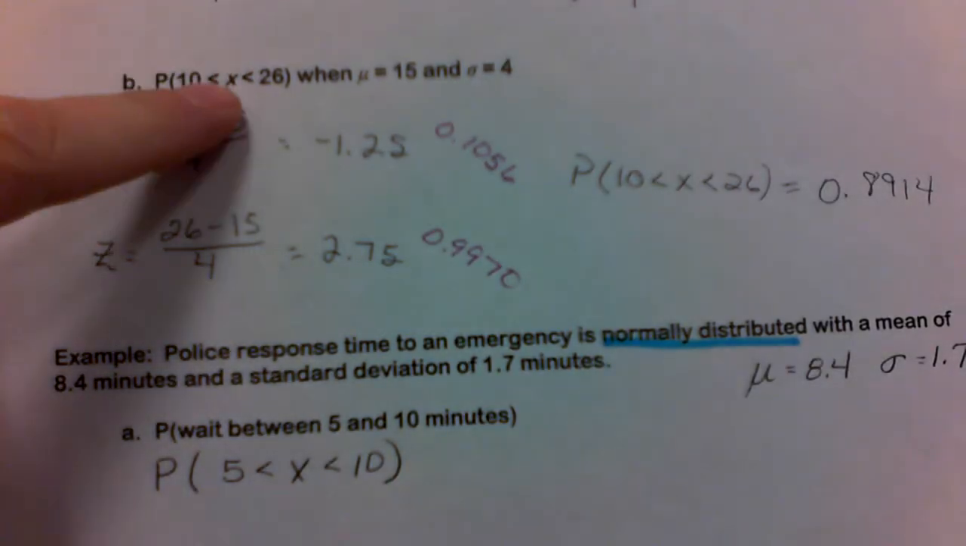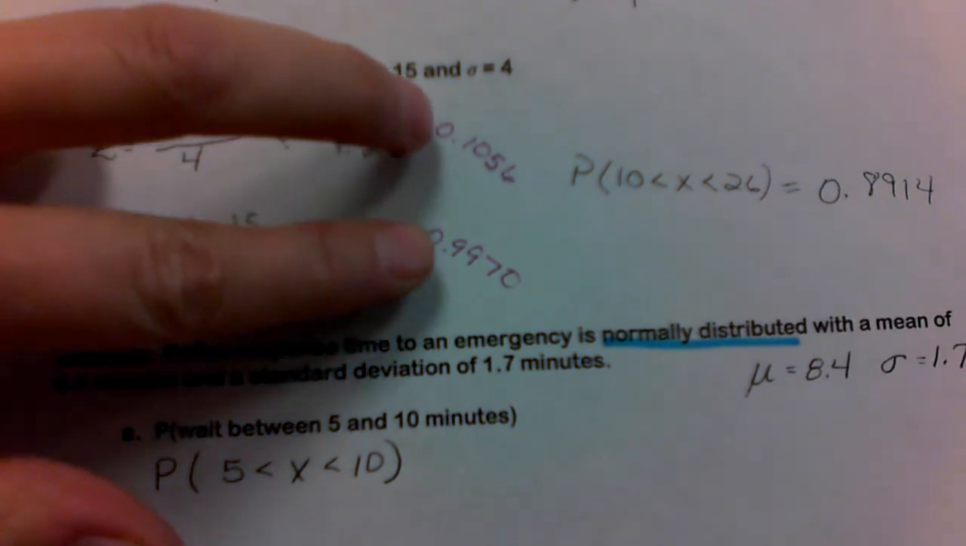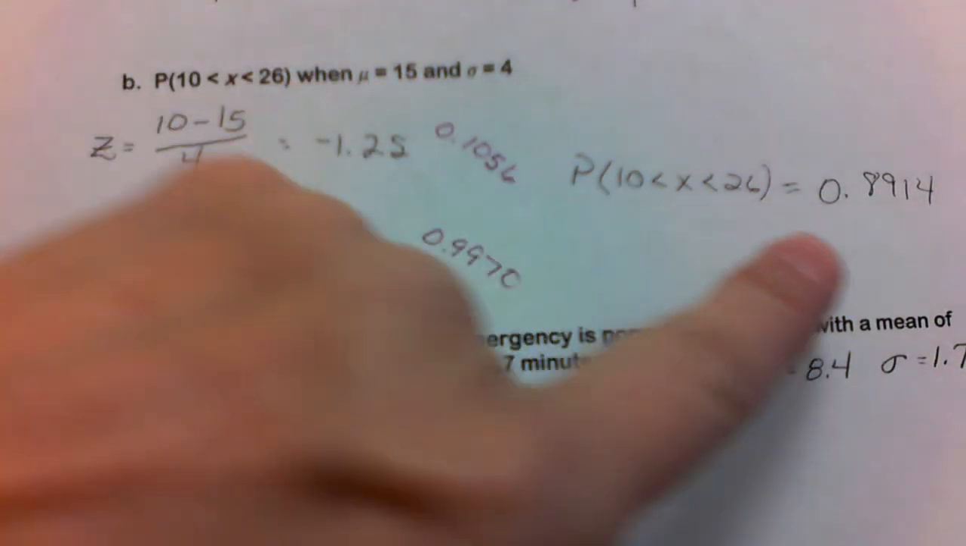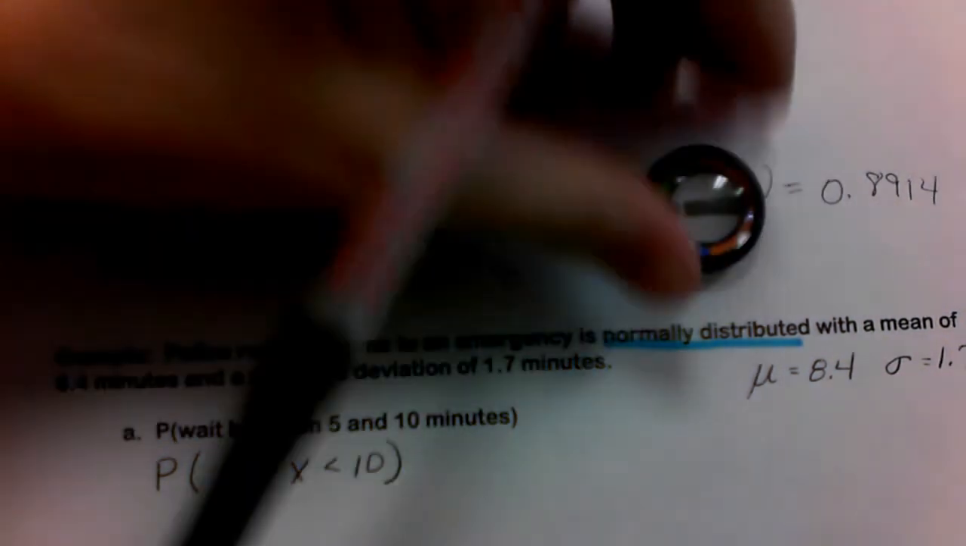So we're given an x. We change those values to their equivalent z values so we can use the table. We find the numbers from the table, subtract those, and we get our calculation. Again, don't forget, probability will always be a number between 0 and 1. All right, next example.